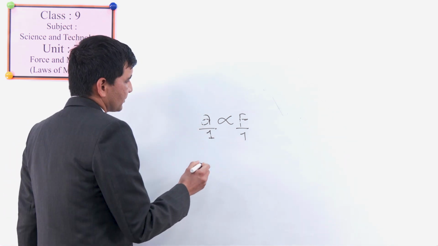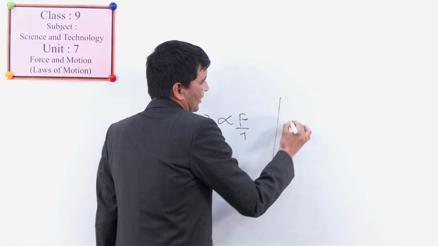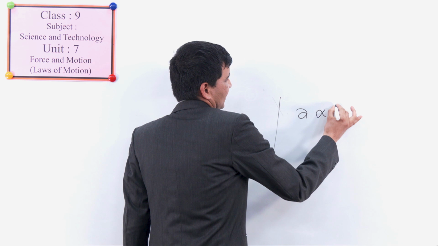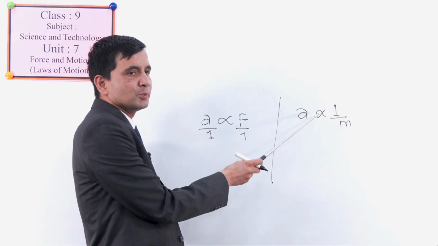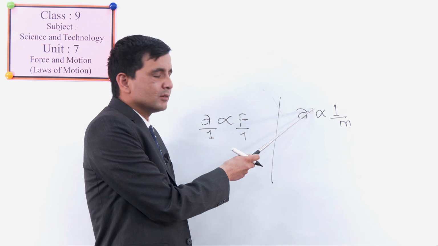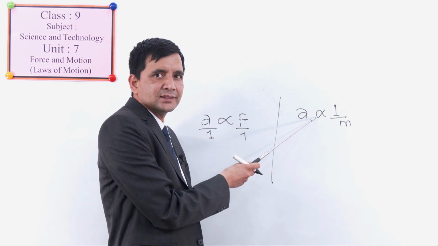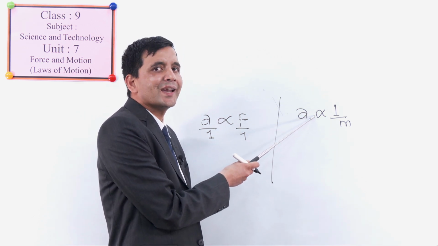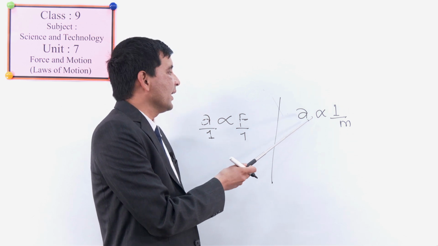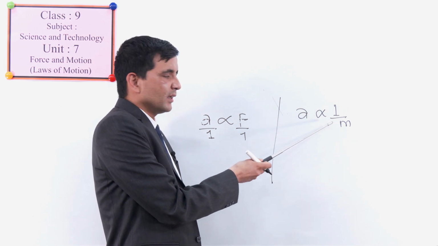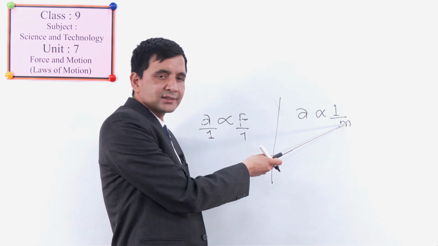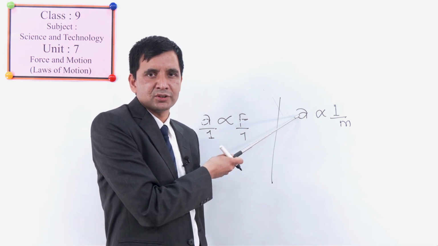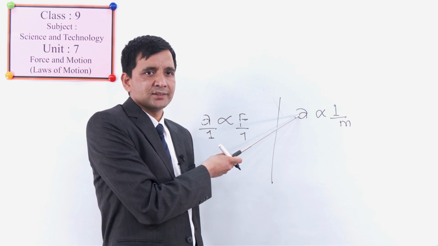Similarly, the other expression is, let me write, acceleration is inversely proportional to the mass of the body. This sign is the proportionality sign. We can do all the other mathematical calculations just like that of equals to, but we cannot write the equals to sign here. Acceleration produced on a body is inversely proportional to mass. It means that the less the mass, the more the acceleration produced on a body, and vice versa.